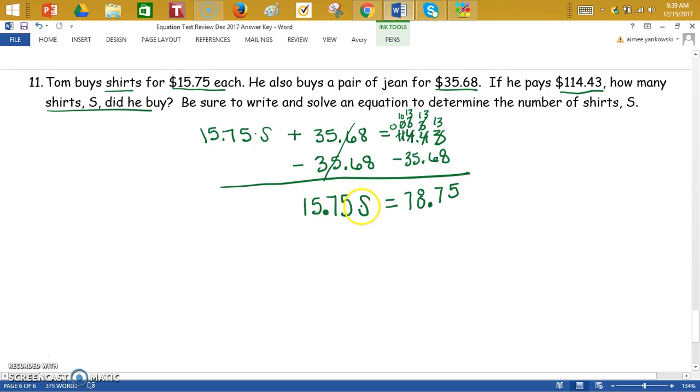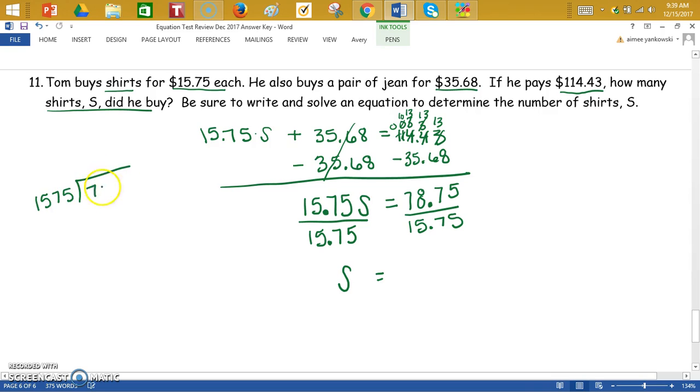Now if I'm going to try to get S all by itself, the operation between the 15.75 and the S is multiplication. I undo multiplication with division, so I'll divide the left-hand side by 15.75. That gets me to a coefficient of 1 in front of the S. 1S is just S. That's the whole point, get S by itself. If I'm going to divide 15.75 on the left-hand side, I must divide 15.75 on the right-hand side. Let's go ahead and do that division.